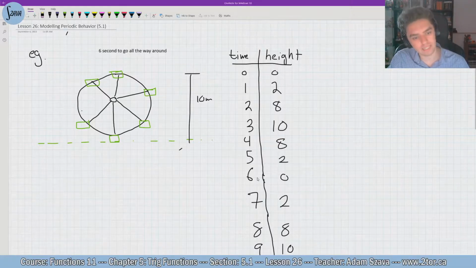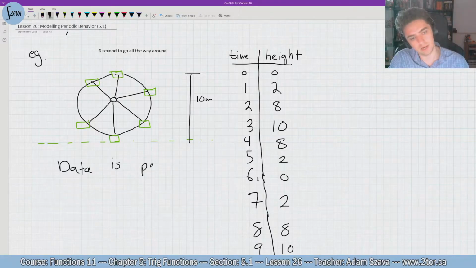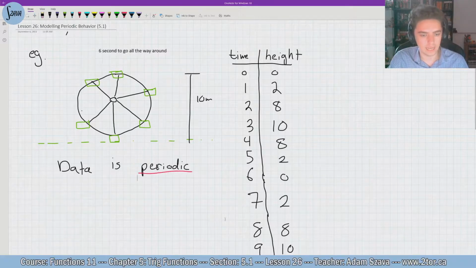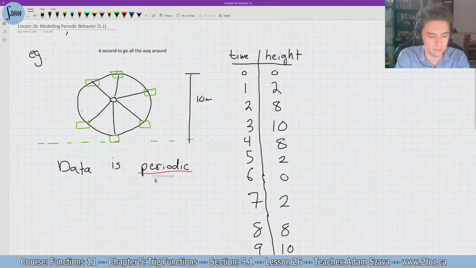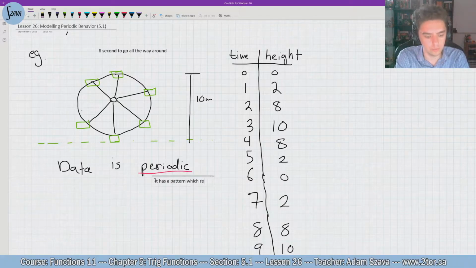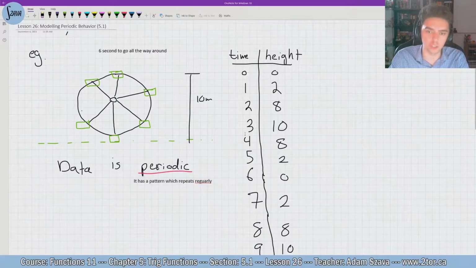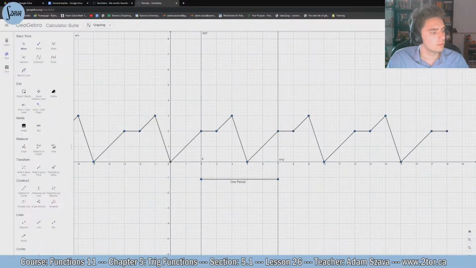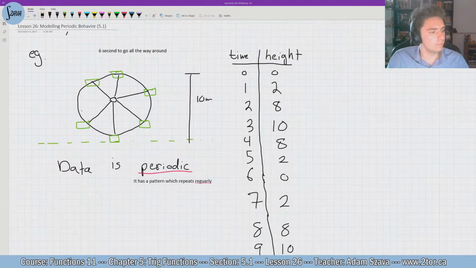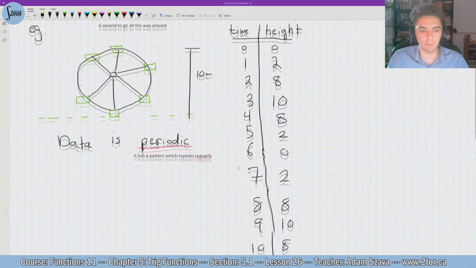So we describe this data. We say that this data is periodic. Periodic means it has a pattern which repeats regularly. So regularly means every certain number of time that goes by, seconds or whatever. So that's essentially the idea of periodic behavior. This is what periodic behavior is.